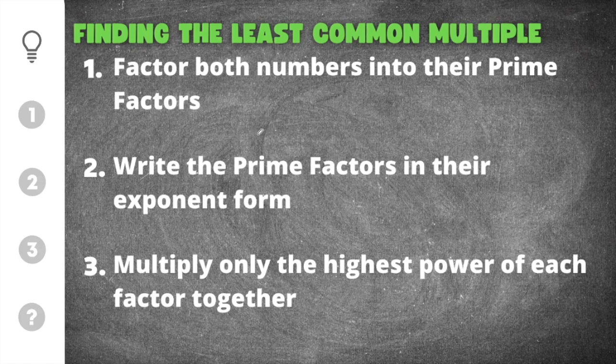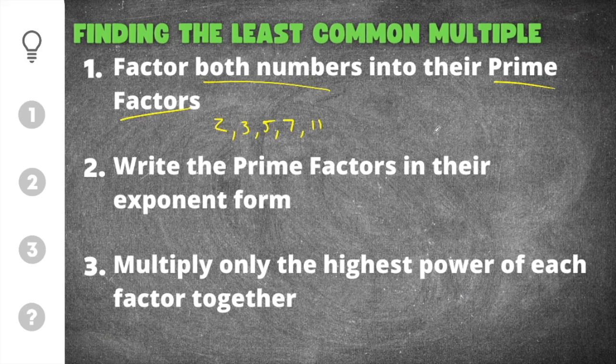In today's video, I'm going to show you how to find the least common multiple. As you can see, there are three important things that we need to remember when finding the least common multiple. The first thing we're going to do is factor both numbers into their prime factors. Now, a prime factor is any number that only goes into itself and the number 1. The most common prime factors would be the numbers 2, 3, 5, 7, and 11, and prime factors go on forever, but these are typically the ones that you'll be using.